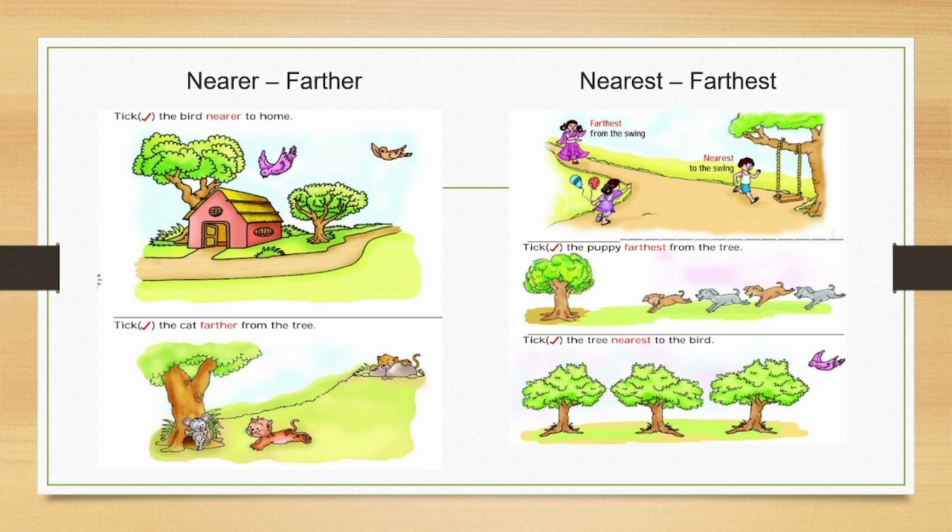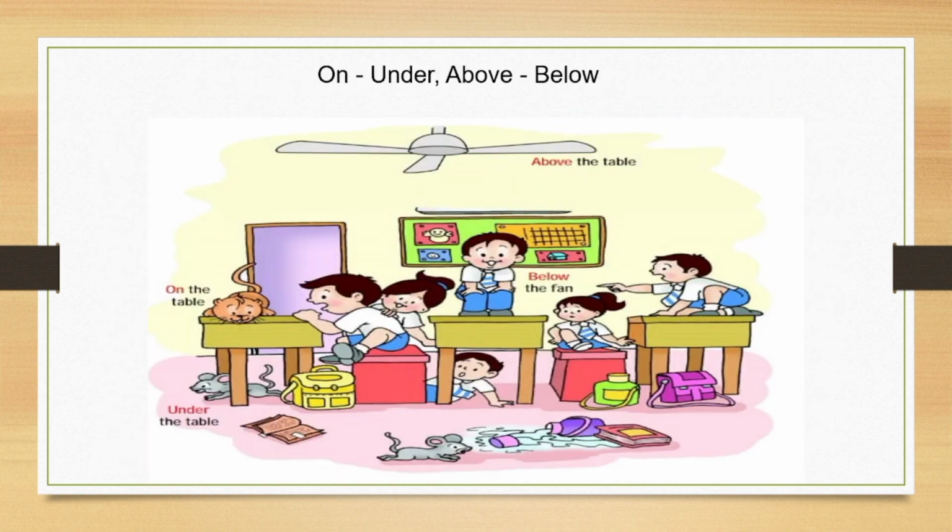Now, we have to study about on, under, and above, below. Look at this big picture. This is a classroom, right? We can see a fan and so many children and 3 tables, so many bags, a book and a mouse. Right, we can see so many things in this picture.